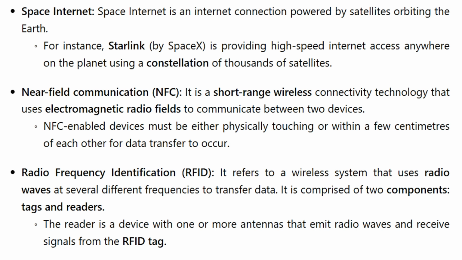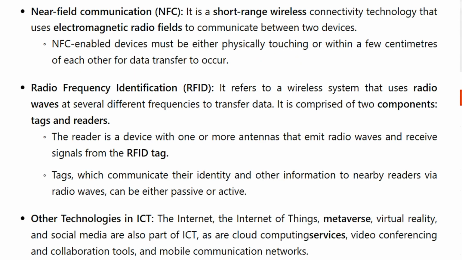Radio frequency identification. It refers to a wireless system that uses radio waves at several different frequencies to transfer data. It is comprised of two components, tags and readers. The reader is a device with one or more antennas that emit radio waves and receive signals from the RFID tag. Tags, which communicate their identity and other information to nearby readers via radio waves, can be either passive or active.